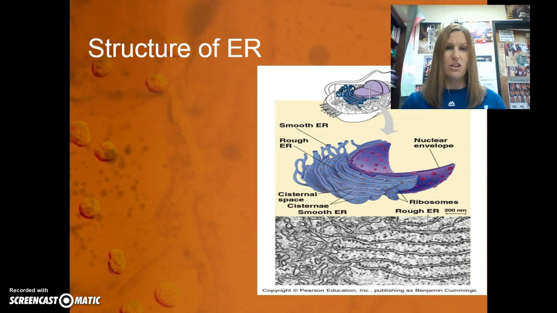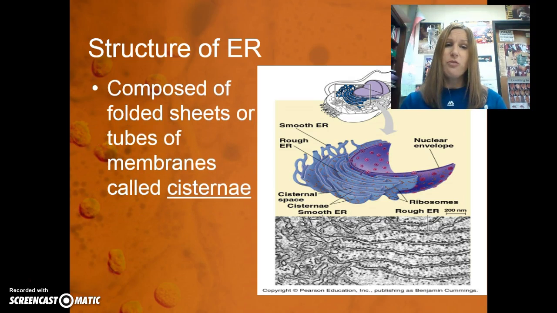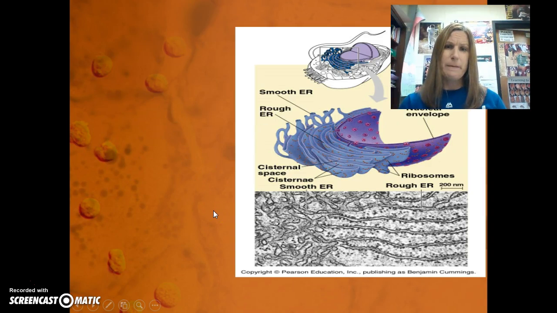So the structure of the ER. It is composed of folded sheets or tubes of membranes called cisternae. So if you look at this diagram here, you see that the cisternae is pointing to the folded portion of the endoplasmic reticulum. Those red dots are ribosomes, and we'll talk about that a little bit more. When it says cisternal space, that's referring to the lumen. This is where some of the reactions are going to take place. But you need to know the cisternae.